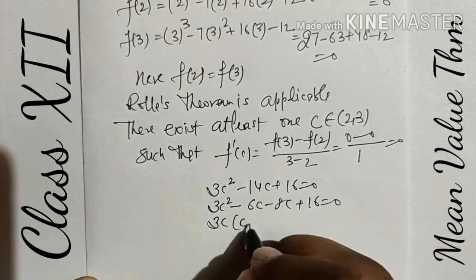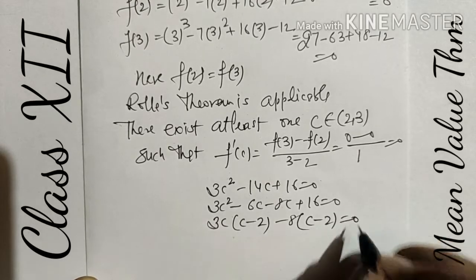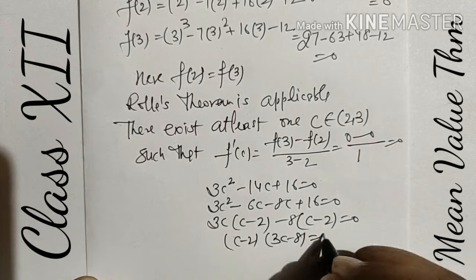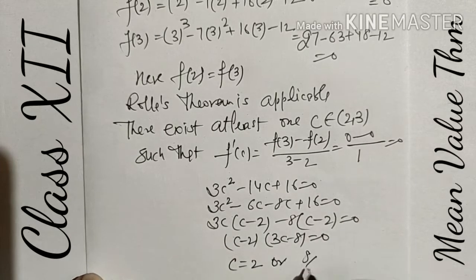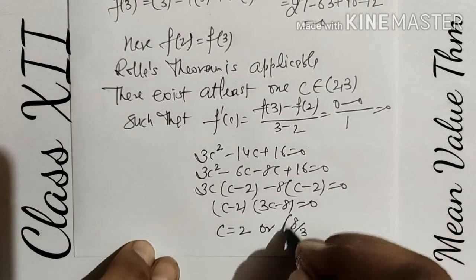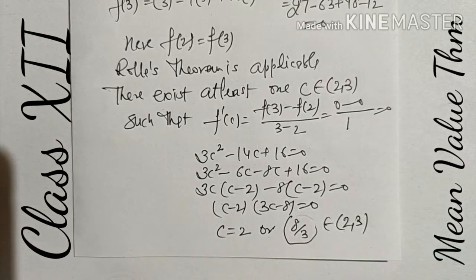3c common, minus 8 common, this value is common. From the first we get c equal to 2 and from the second we get 8 by 3. This value is selected, since it belongs to the interval 2, 3. Like this we have to solve.